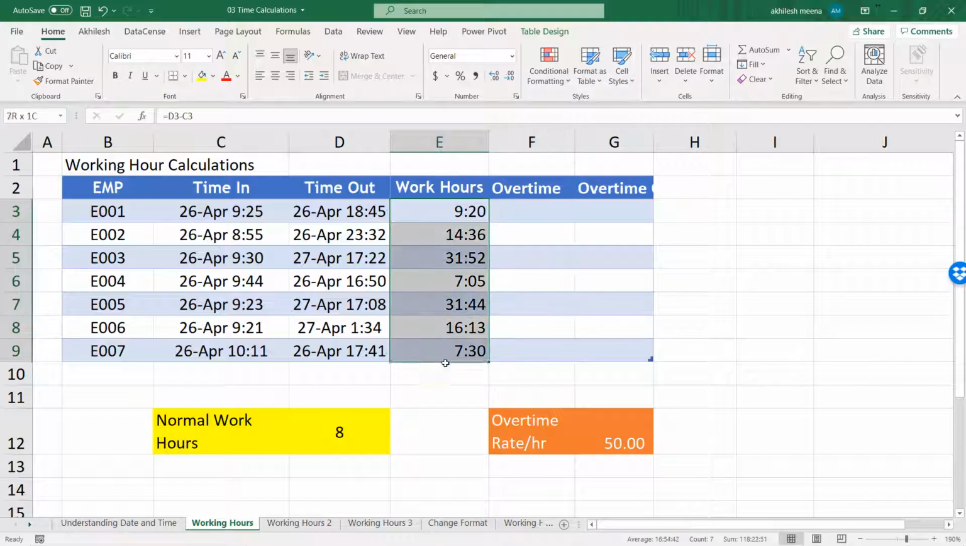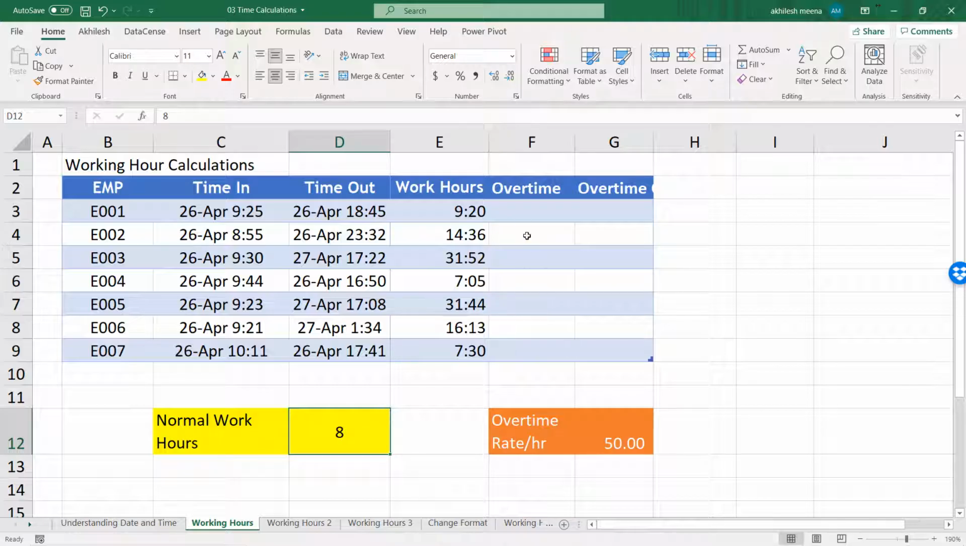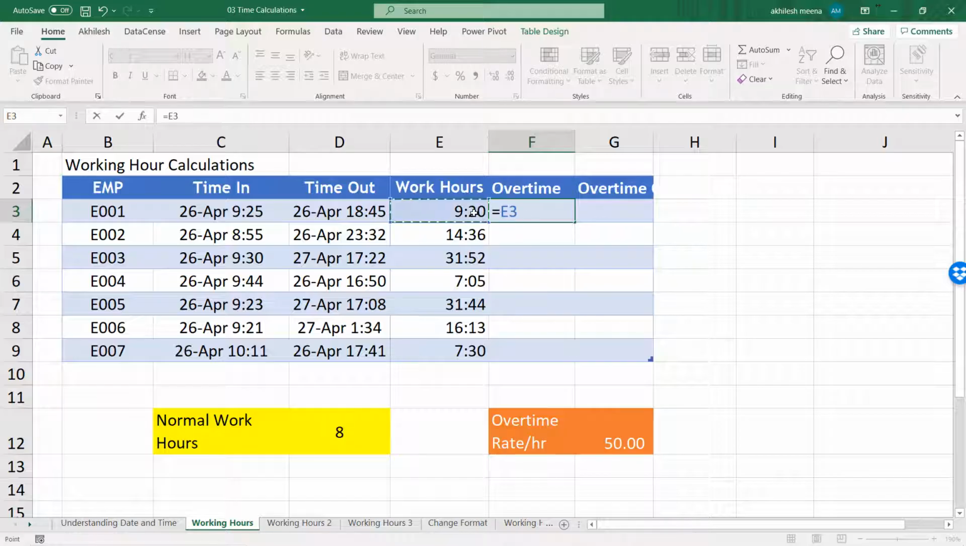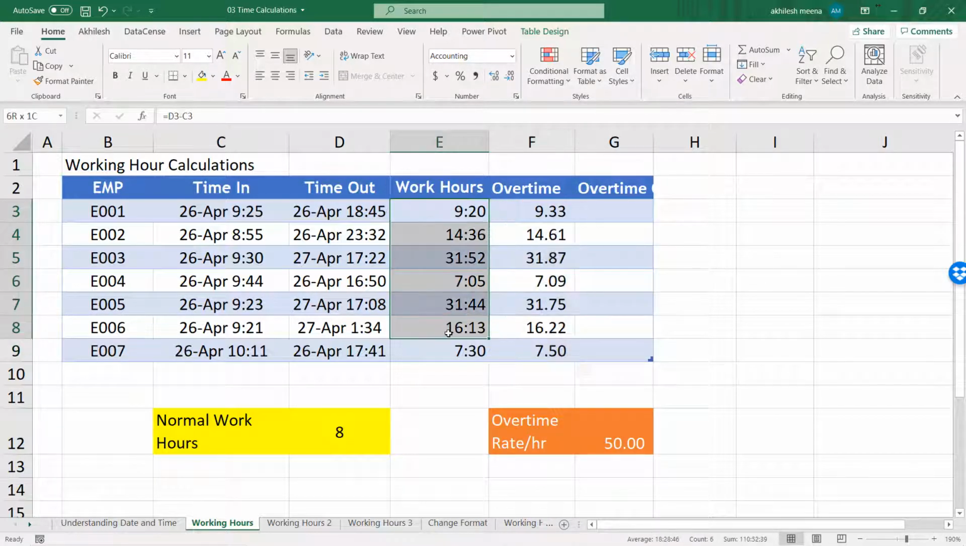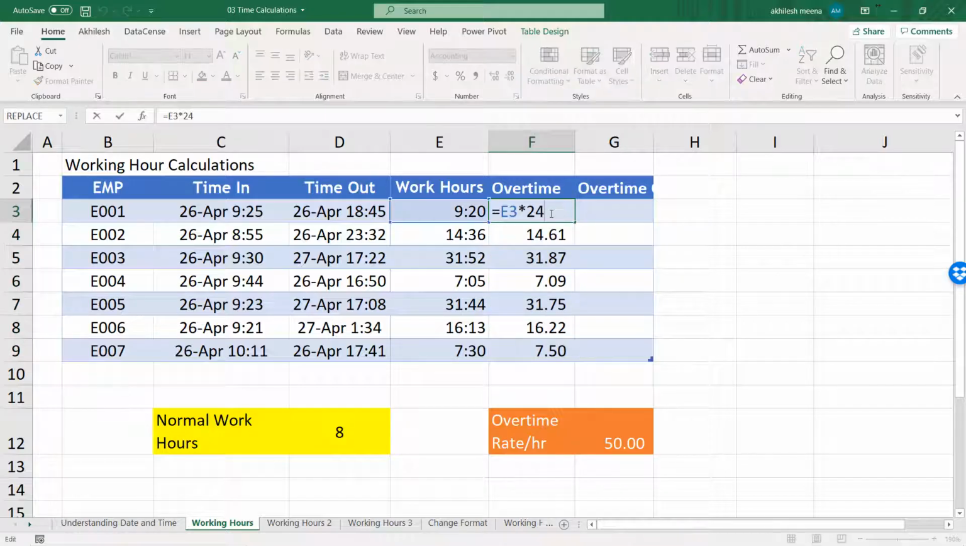Now, what is your overtime? Overtime is nothing but this time minus your normal working hours. Okay, so that's very simple. You cannot simply subtract 8 out of this. 8 is a number and this is a fraction. So what you need to do is multiply this with 24 to get it in number of hours. Okay, and we can now convert it into a decimal. So here it was appearing in our format. Here it is the numeric value corresponding to that time. Now out of this, you can simply subtract your normal working hours, which is 8.